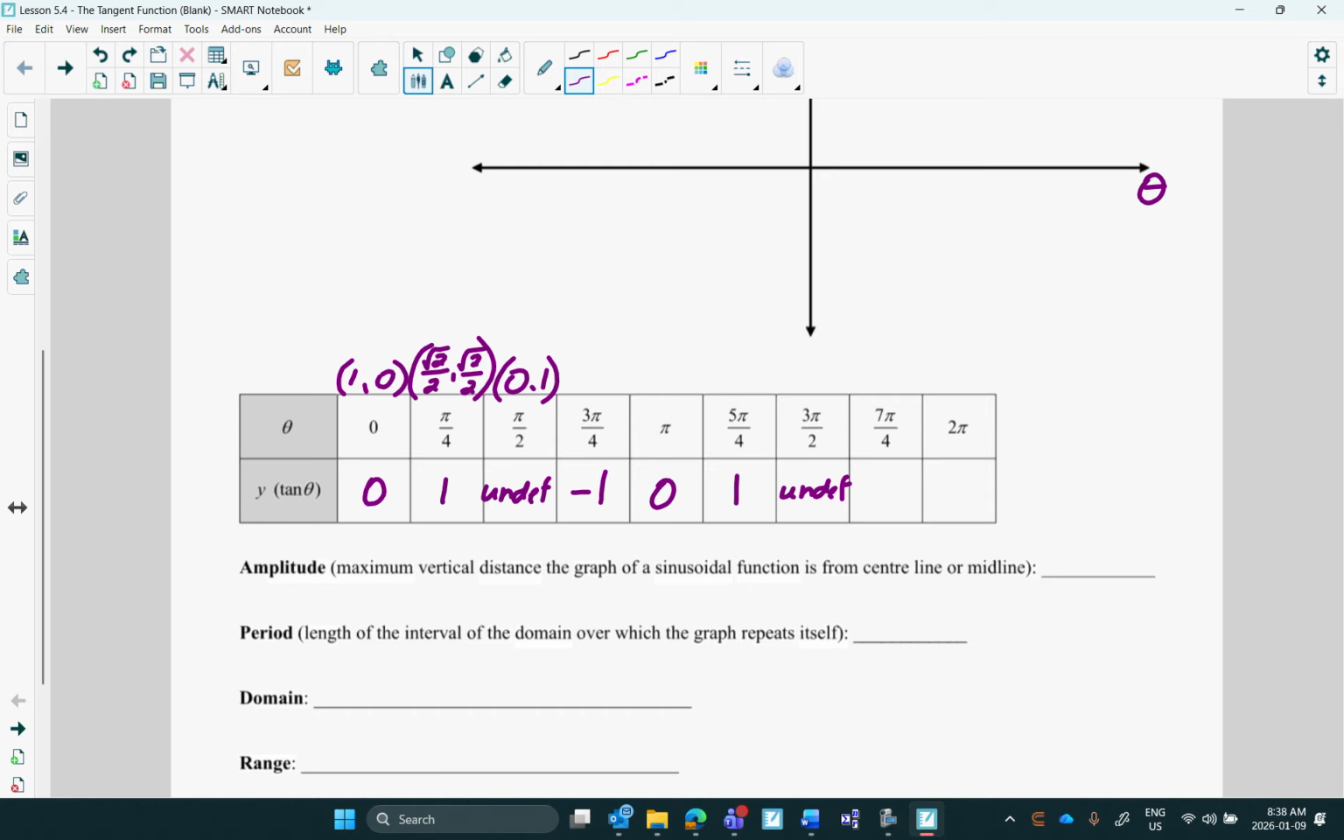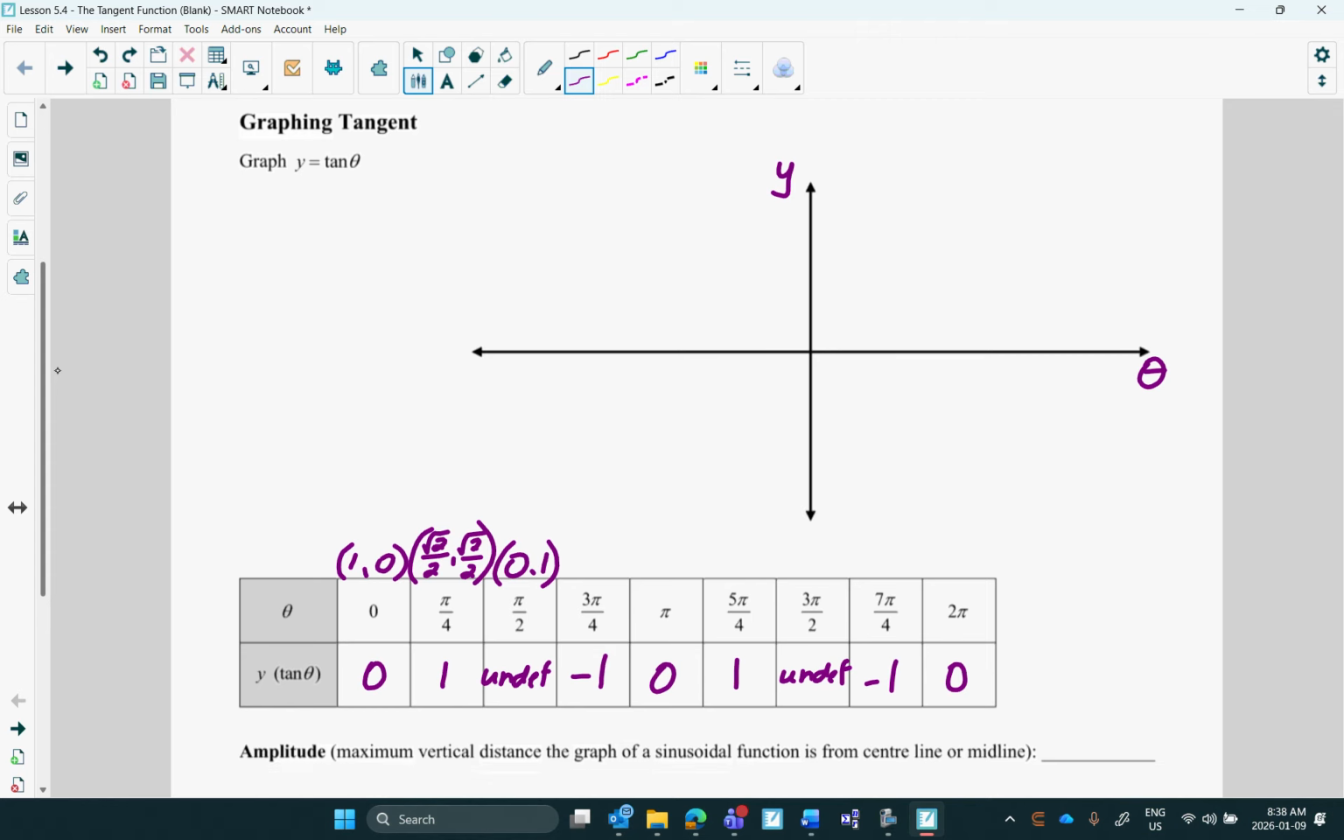You can see that we're starting to repeat. 0, 1, undefined, and in fact the next one is negative 1. And then it starts back to 0 again. So just looking at that, that tells us that it's periodic because it repeats the same shape over and over again. But it's not going to be a wave shape. This is the shape it's going to take.